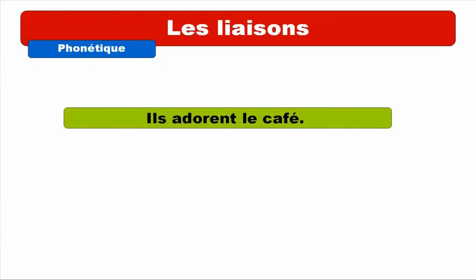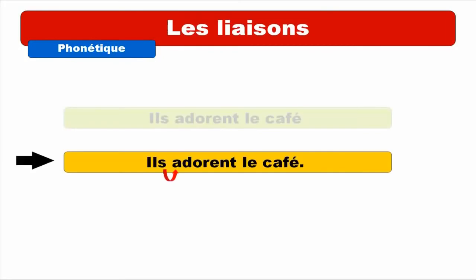So the idea of les liaisons is that if you get a simple sentence like this one, il adore le café. Okay, so you could pronounce it like that, each word separately. But then actually, usually, French people tend to make this link, between ils and adore. The reason is that adore starts with a vowel, and in this case it's possible to make this small link between the S and the A.